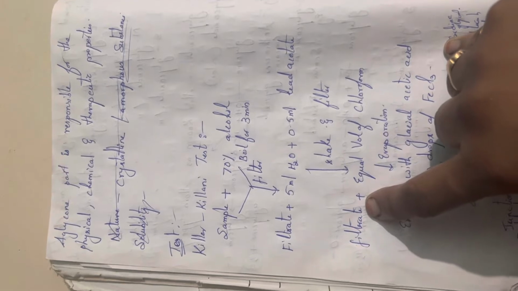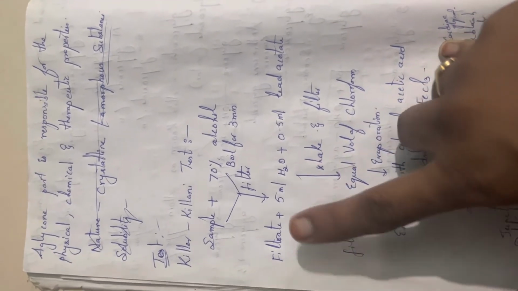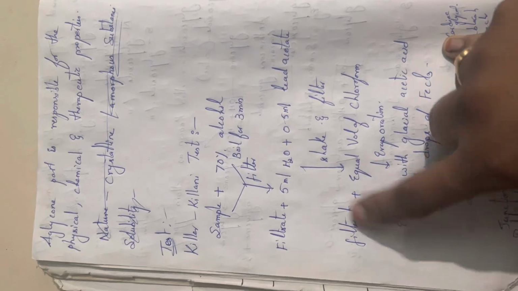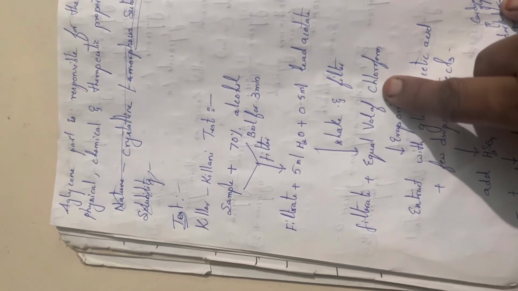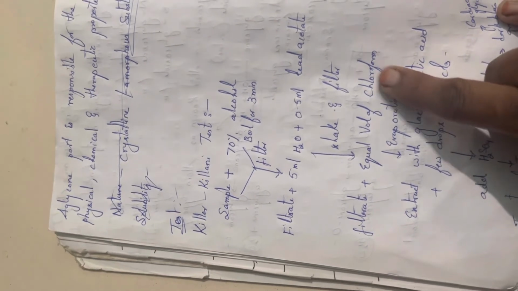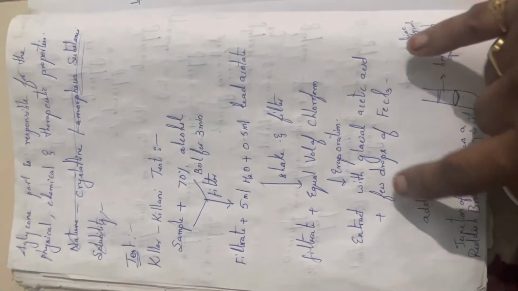To that filtrate, suppose it is 10 ml, an equal volume of chloroform has to be added. If it is 2 ml or 3 ml of filtrate, we add the same amount of chloroform. After that, we go for evaporation. Then you extract with glacial acetic acid and add a few drops of ferric chloride.